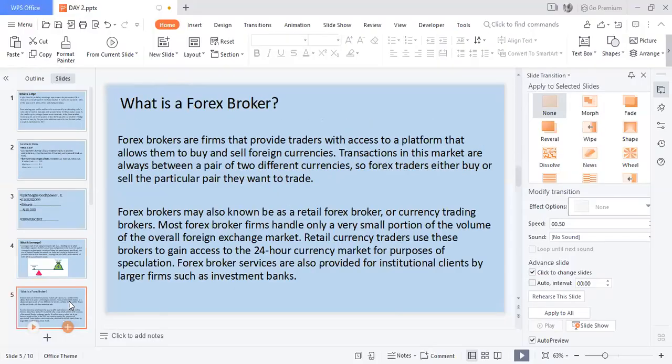The next one I'd like to talk about today is forex brokers. Forex brokers are firms that provide traders with access to a platform that allows them to buy and sell foreign currencies. See, the biggest advice I will ever give anybody tonight is that if you are still saving your money in Naira, you are making a big mistake. Your investment is not my business, I would only advise.